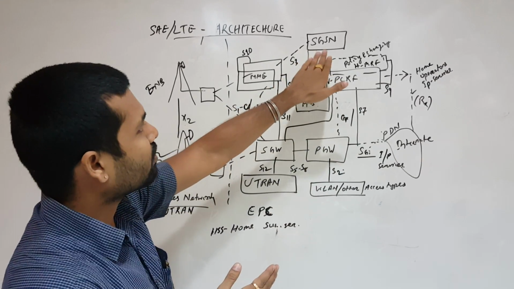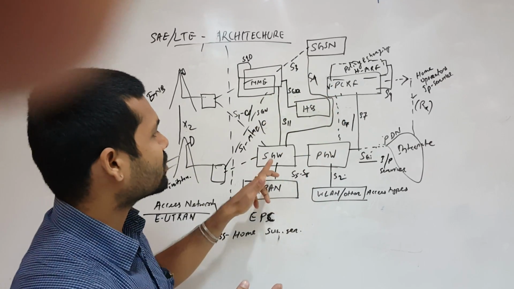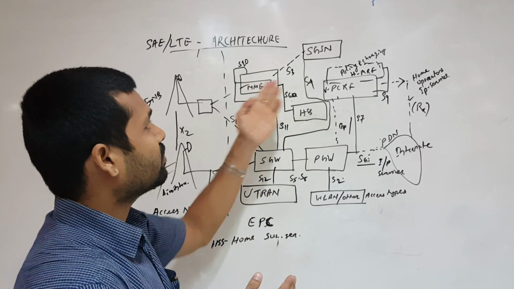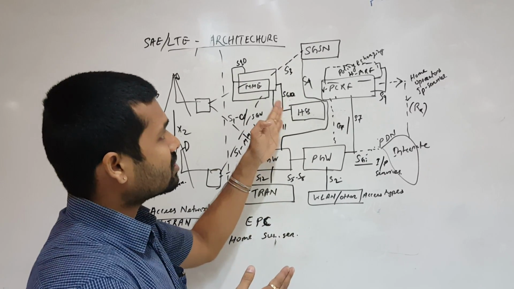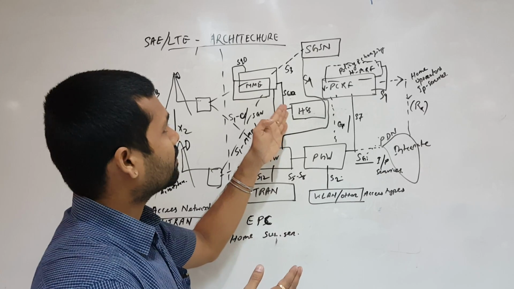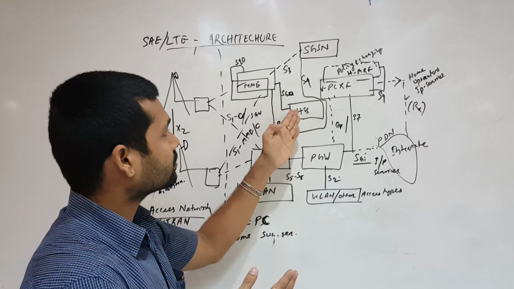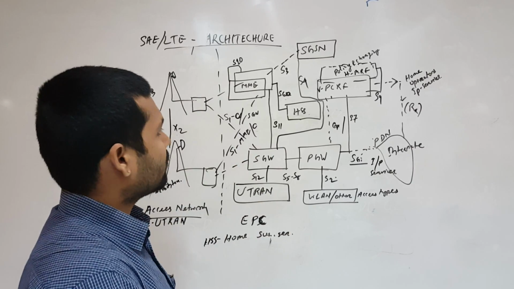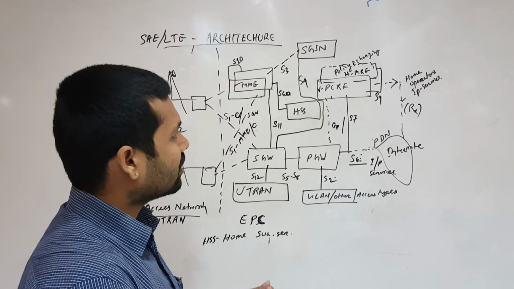Moving forward, from the SGSN we have the S4 interface towards the SGW, as I have already referred. SGSN to MME is the S3 interface. S6a is the interface between MME and HSS. So I think we have covered all the interfaces and all the entities here.